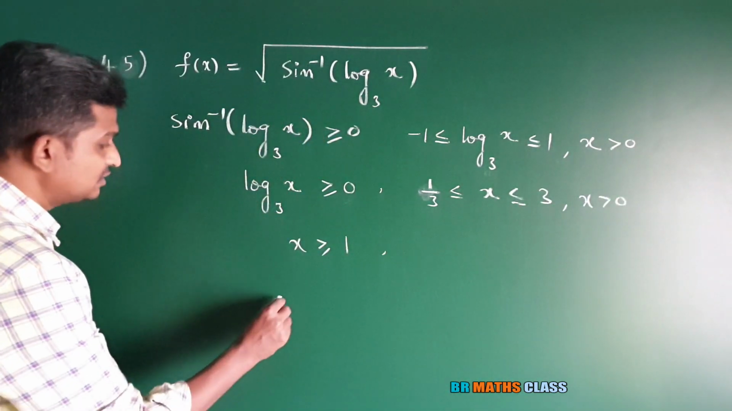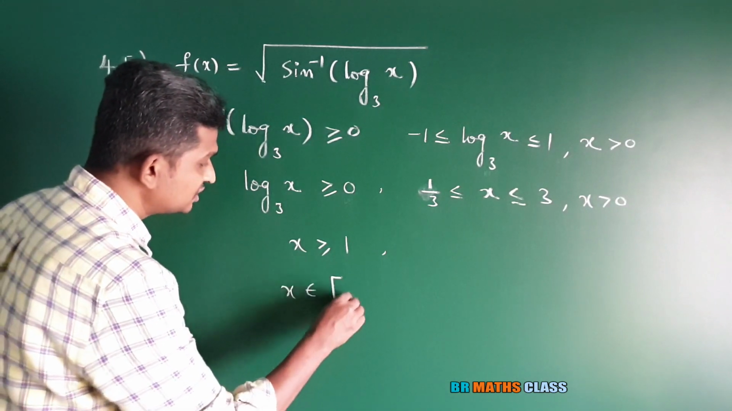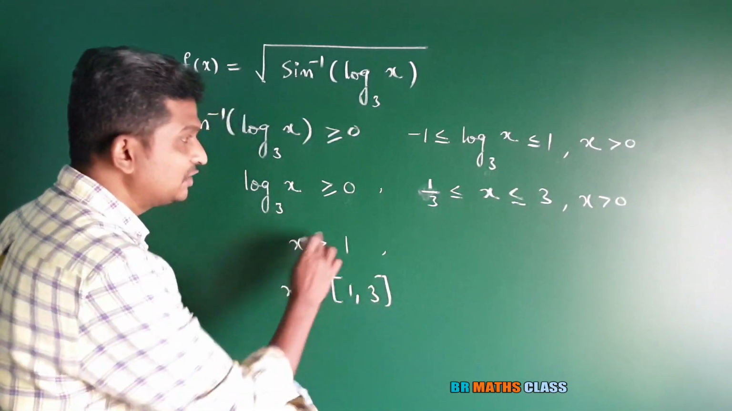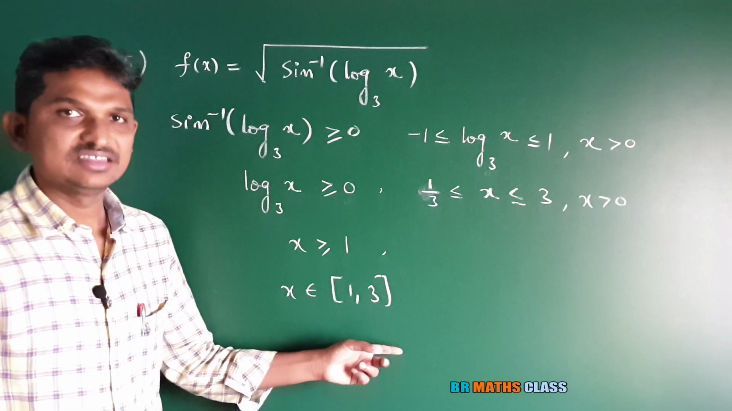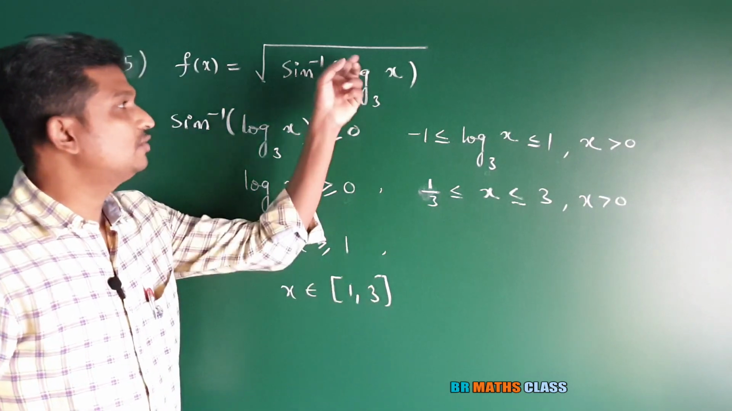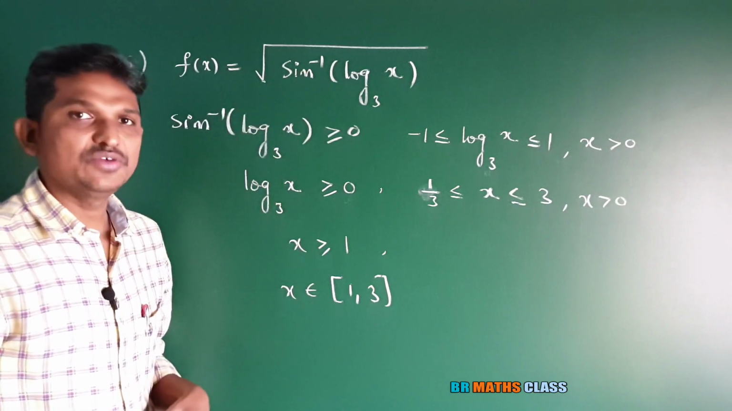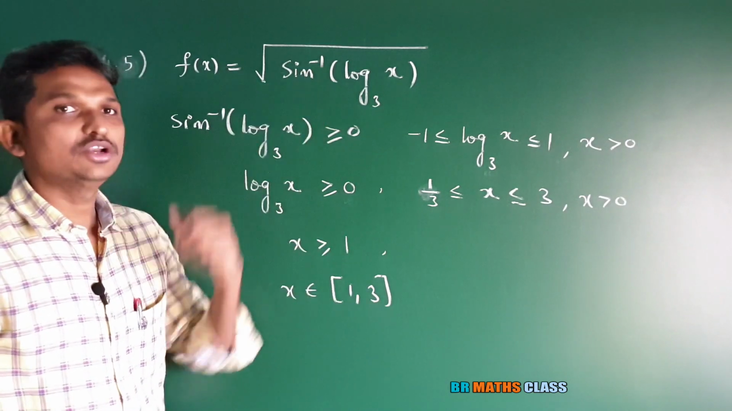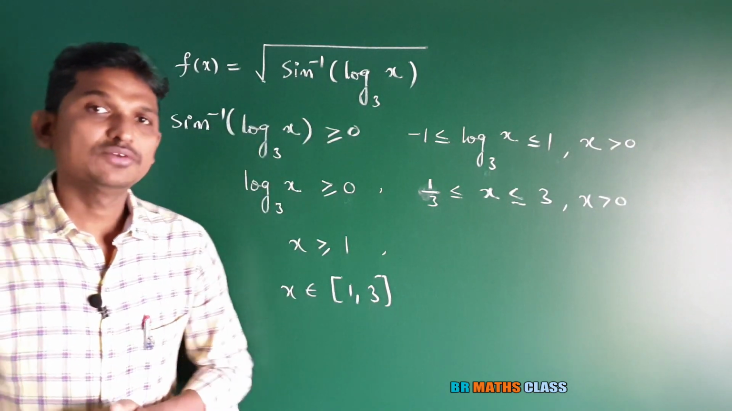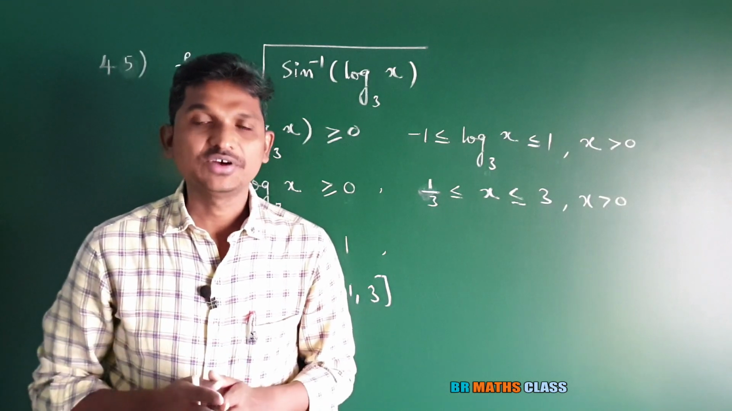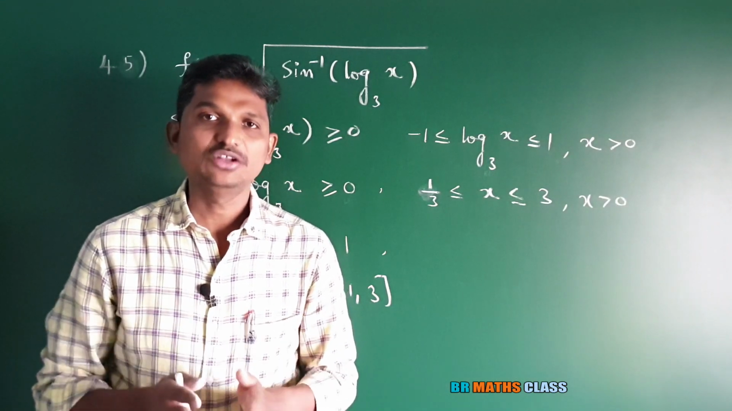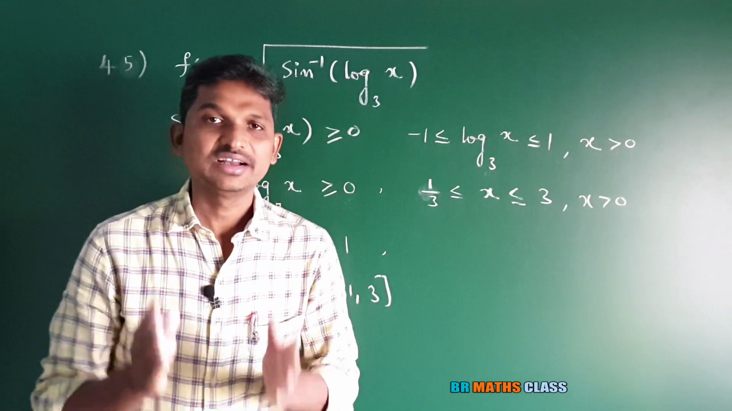So what are the x values? X belongs to closed interval 1 to 3. If I do the intersection of all these, I'll get this. So this is the domain of this function. If I take any x value in this interval, this function is defined. That's why this is called the domain of this function. What is the domain of a function? Finding the domain of a function is nothing but finding the values of x for which the given function is defined.